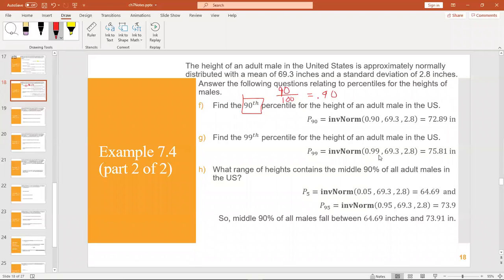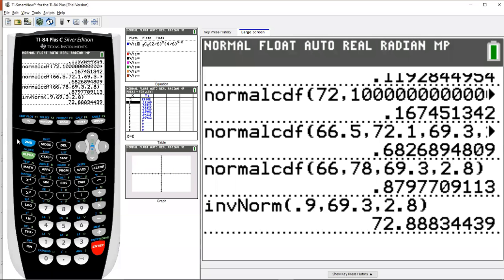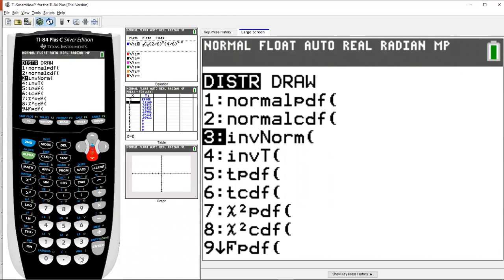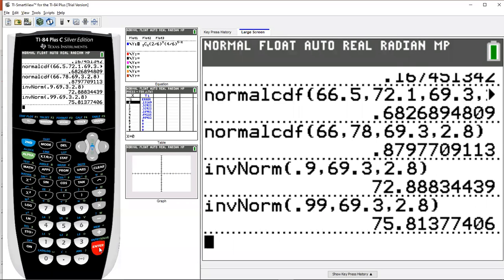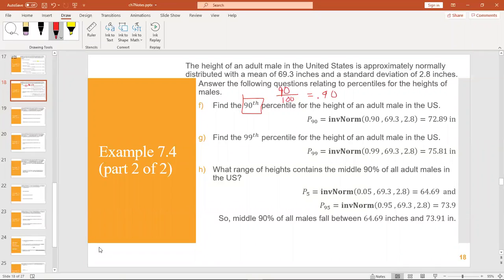Let's see, 99th percentile. This time we do 0.99. 2nd Vars, pick the inverse norm. 0.99 is the 99th percentile. There's the mean, there's the standard deviation. That tells you 75.81. So 75.81 inches is the cutoff for the 99th percentile.